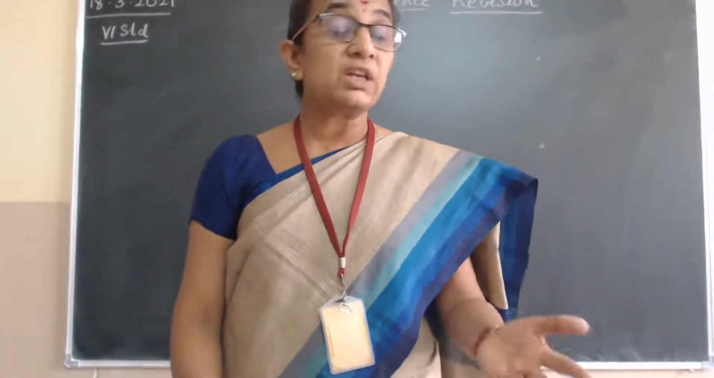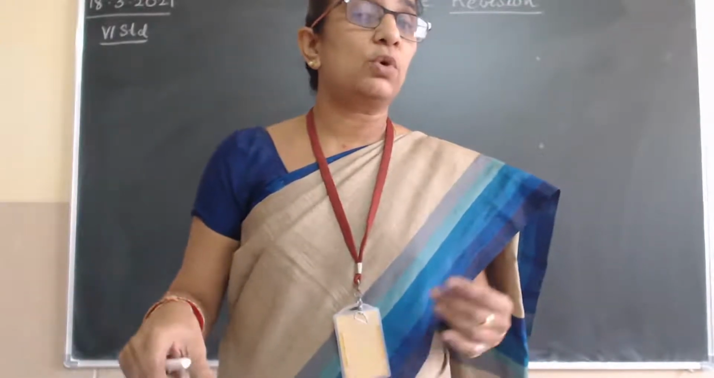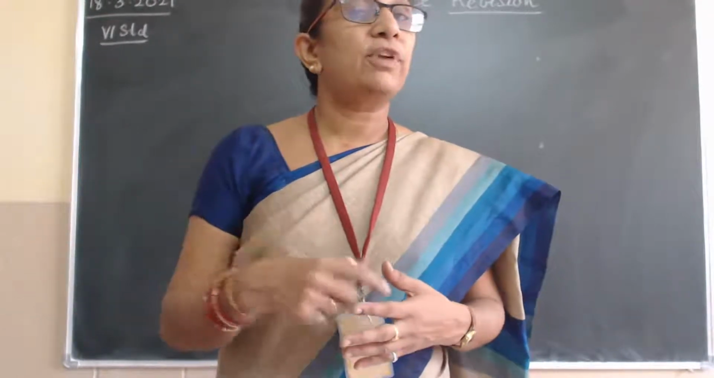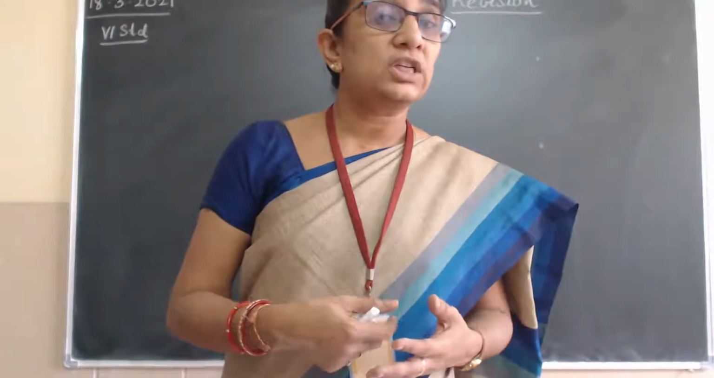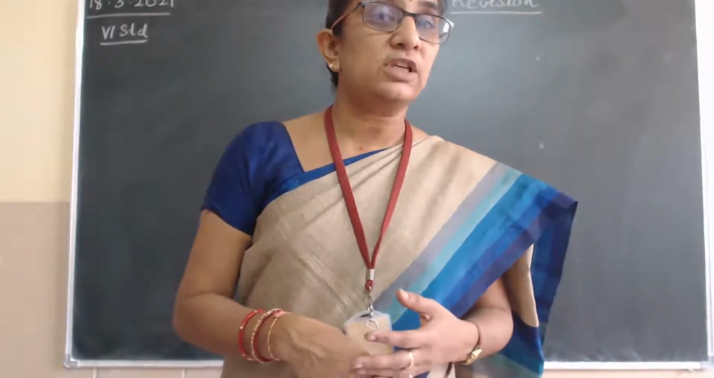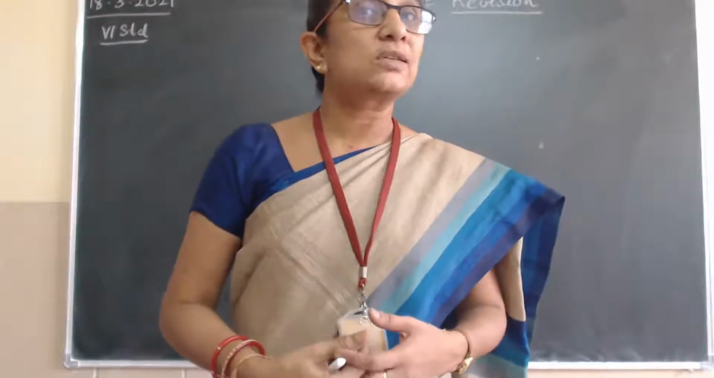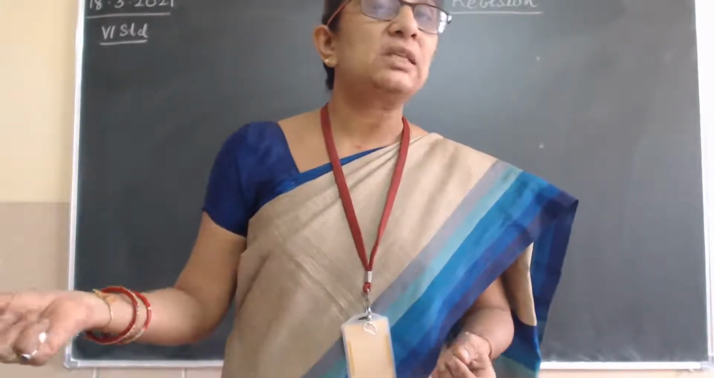And then what is mirror? What is the option in column B? Reflection. So what happens when light falls on the mirror? It bounces back. It reflects back. Understood? So whenever light falls on any shiny surface or a polished surface, light reflects back, it bounces back. So this is called reflection. So the correct matchup for the mirror is reflection.